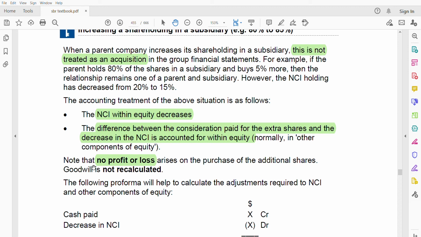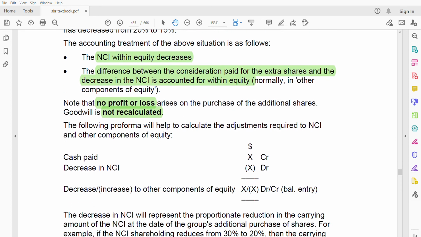So here, goodwill is also not recalculated because they are still subsidiary. First time also, second time. So second time when they are subsidiary, you don't have to recalculate that goodwill. So goodwill is not recalculated.